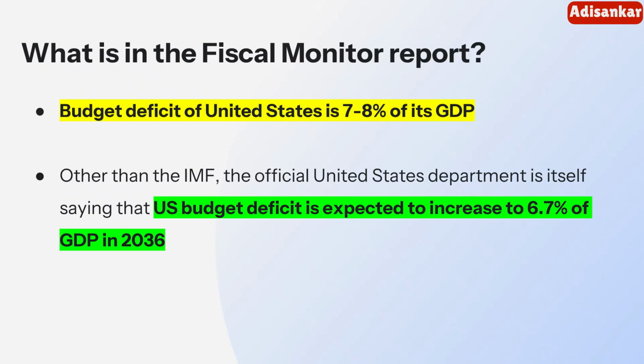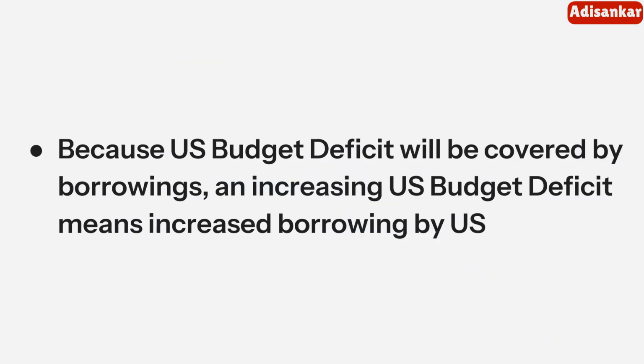The budget deficit of the US is 7 to 8% of GDP. That is, the US also spends more than it earns as income, and that is equal to 7 to 8% of GDP. Other than the IMF, the official United States Department itself is saying that the US budget deficit is expected to increase to 6.7% of GDP in 2036. Because the US deficit will be covered by more borrowings, an increasing US budget deficit means increased borrowings by the US.